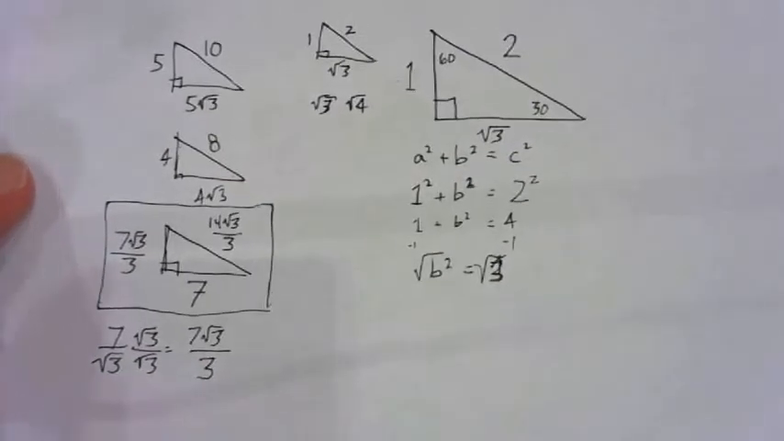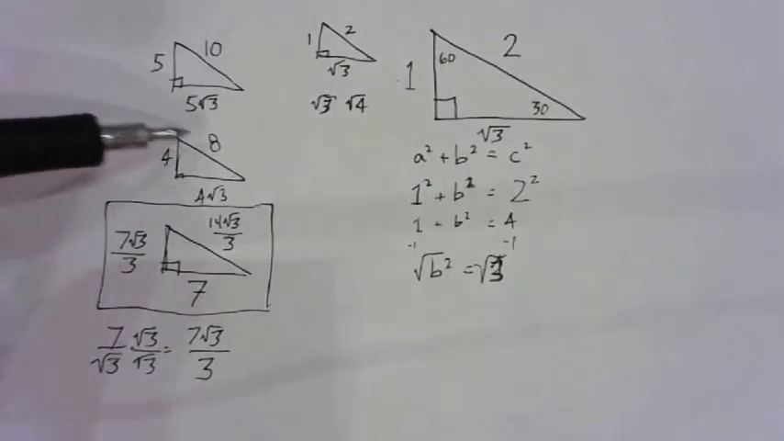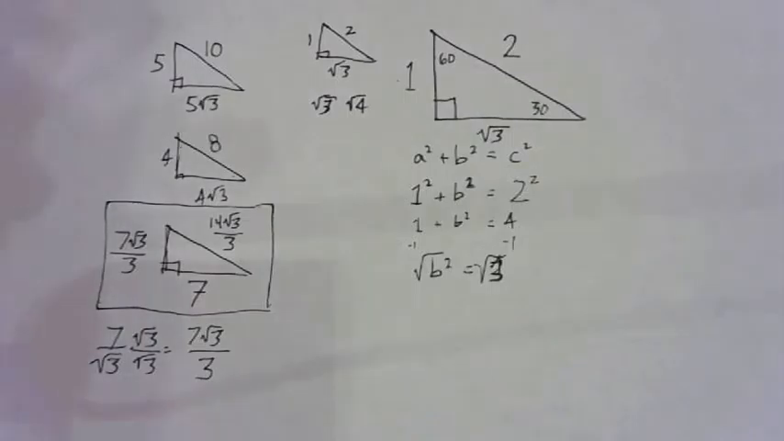So there you have a special 30, 60, 90 triangle and how to use it if you're given one side on a triangle.